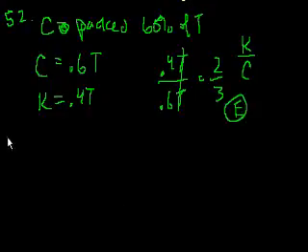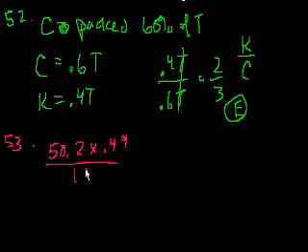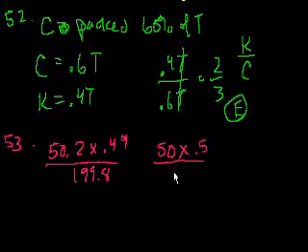Problem 53. Of the following, which is the closest approximation of 50.2 times 0.49 over 199.8? So I haven't looked at the choices yet, but if I had to approximate what this is, I would say, well, that's close to 50, right? 50.2 is really close to 50, times 0.49 is really close to 0.5. All of that over 199.8 is really close to 200.